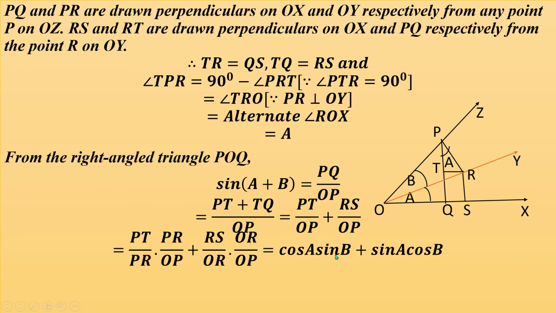So here will be sine B plus RS by OR. As this is a given angle, RS will be the perpendicular or opposite side. So perpendicular divided by hypotenuse equals sine A. And OR by OP: B is a given angle, so OR is the adjacent side or base, so base by hypotenuse equals cos B.